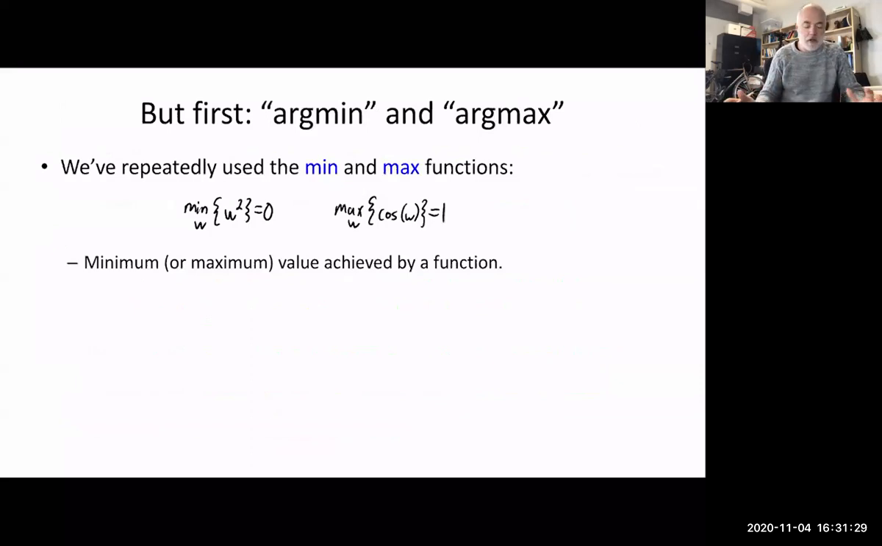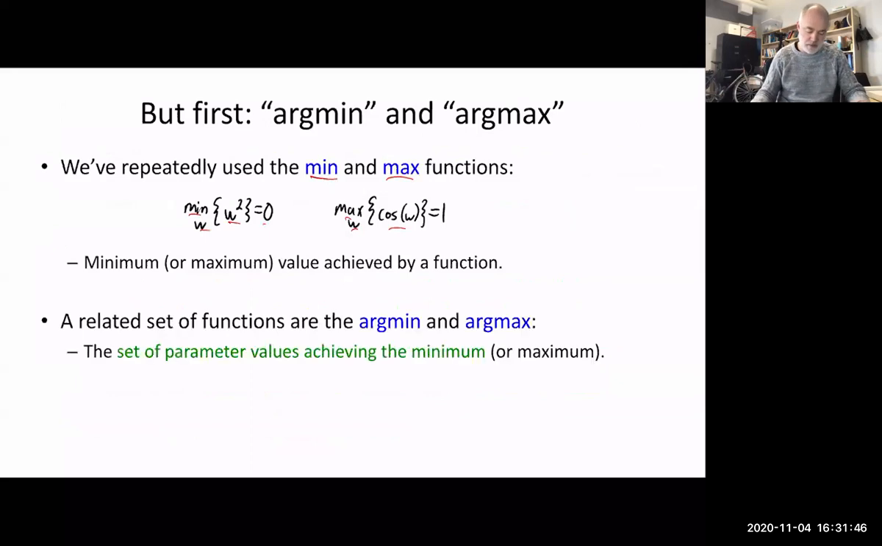We have been talking a lot about maximizing and minimizing functions. So we've been using the min and max functions a lot, where we say the min with respect to w of w squared is 0, and the max with respect to w of cosine is 1. These give you the minimum or maximum value achieved by a function over its entire domain. A related and perhaps more important set of functions that we really haven't talked about, which is kind of crazy, are the argmin and argmax functions. These give the sets of parameter values that achieve the maximum or minimum.